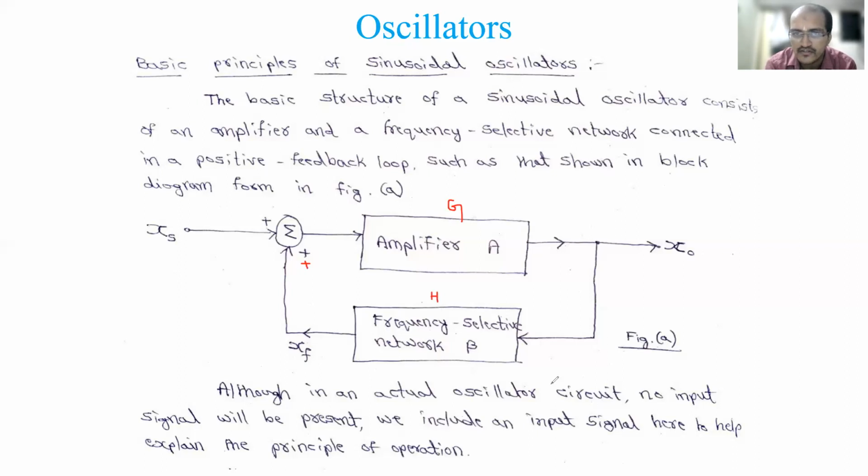So, no derivation is there, I will directly give you the equation. It is A divided by 1 minus A into beta. A is the amplifier gain and beta is the frequency selective network factor. Here xs is the source signal, x naught is the output signal, and xf is the feedback signal. This is what we have discussed. We'll continue the discussion: how the equation looks, and based on that we will set the criteria.